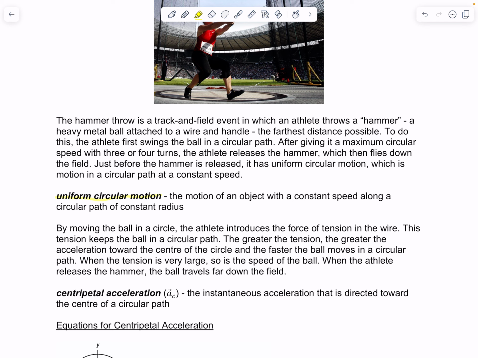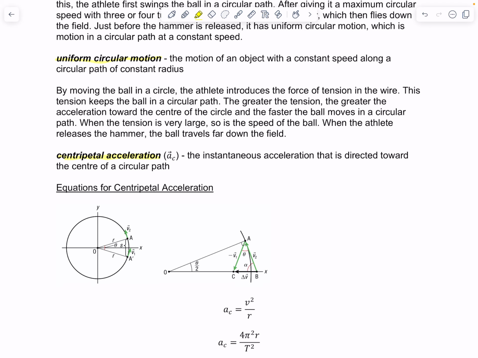Centripetal acceleration is the instantaneous acceleration that is directed towards the center of the circular path. With centripetal acceleration, the acceleration is always directed towards the center of the path. And let's examine why this happens.